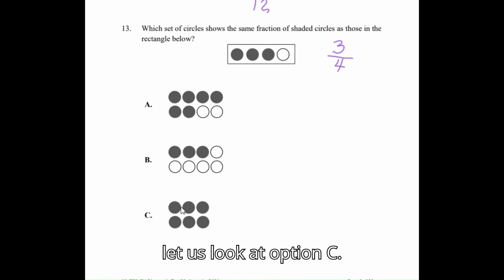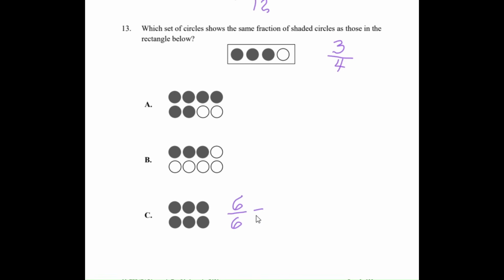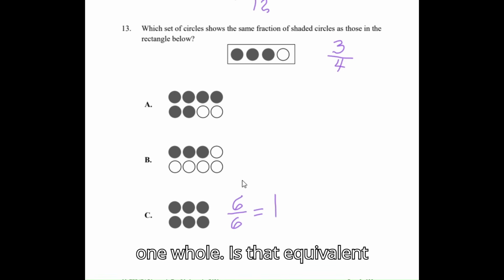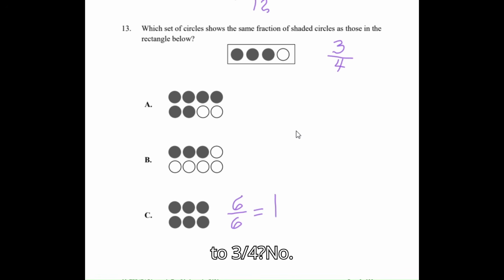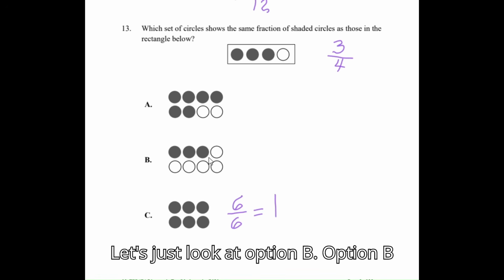So let us look at option C. Has all circles shaded. So there are 6 circles and all 6 are shaded. So that is 6 over 6 or 1 whole. Is that equivalent to 3 over 4? No. Let us look at option B.